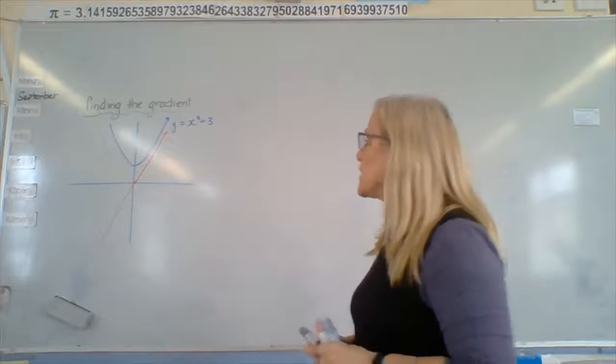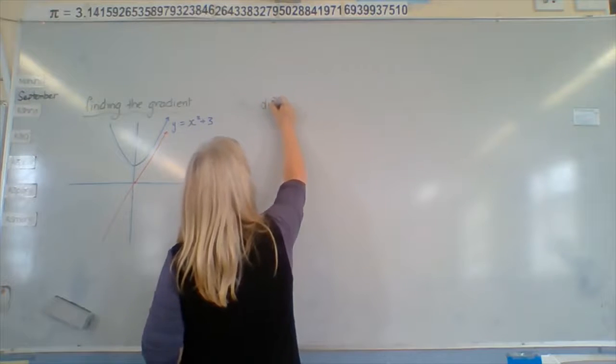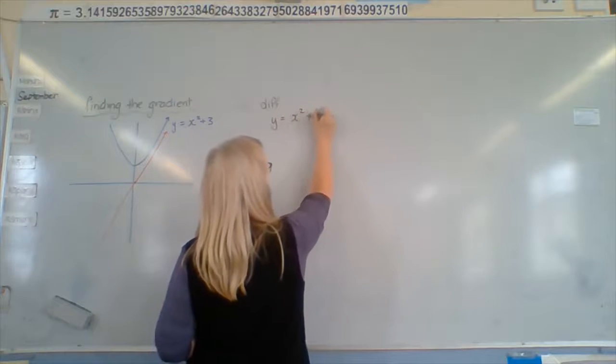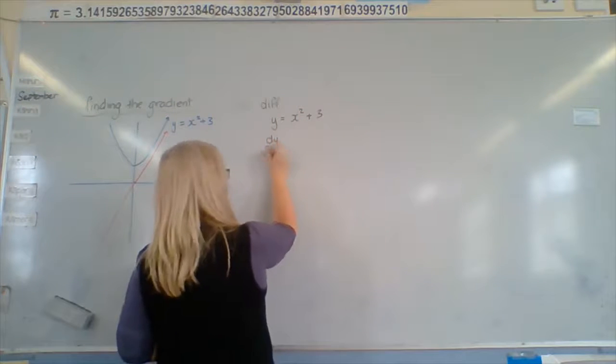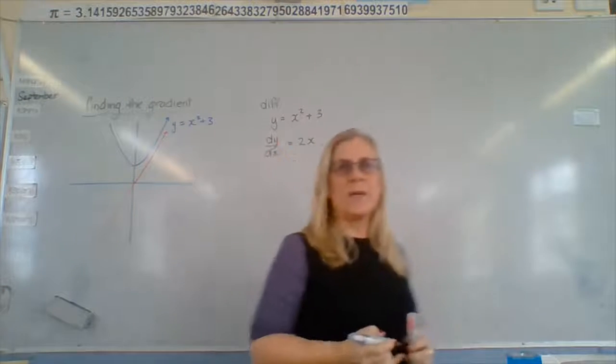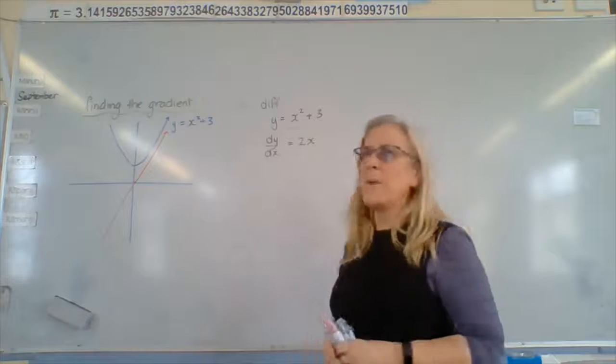What is the relationship between these though? So what happens if I differentiate this? What do I get? 2x. Not y, but dy over dx. I get 2x. The 3 goes away, and we take the power and multiply by it.